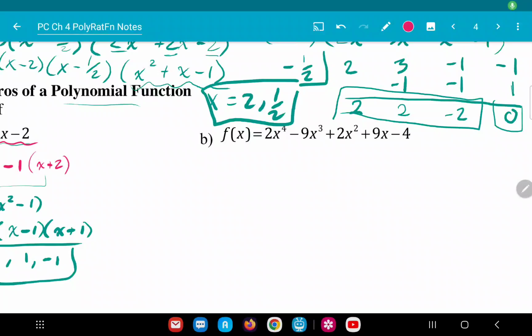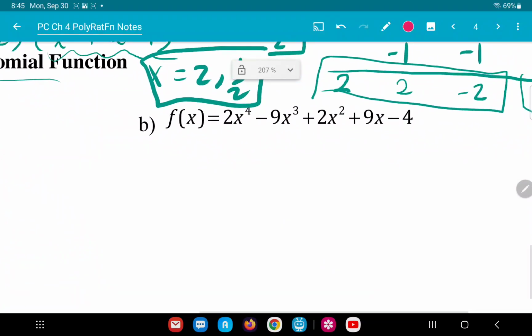Next problem, you'll notice that it is fairly longer. I don't think this is even factorable, like what we did in the previous problem. So we're going to have to resort to the rational root theorem. Keep in mind for the rational root theorem, we have to take our factors of the last number. So plus or minus 1, plus or minus 2, plus or minus 4, those are all our factors of 4. And let's find the factors of the leading coefficient, plus or minus 1, plus or minus 2.